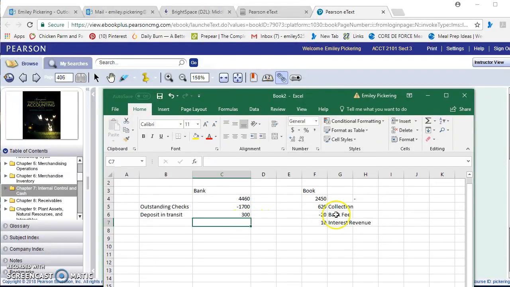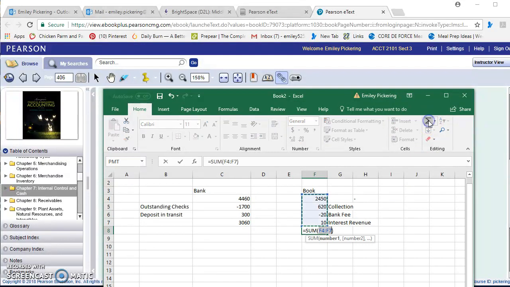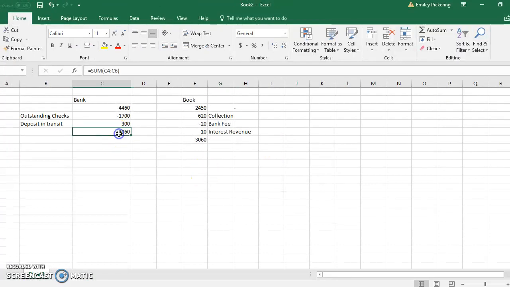So hopefully these two will balance out, and they do. So what happens is at the end, these two numbers should match. The other thing to keep in mind is now you're going to have to make journal entries for those that you didn't know about.